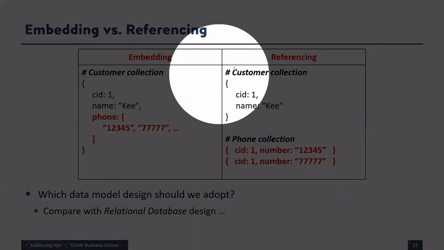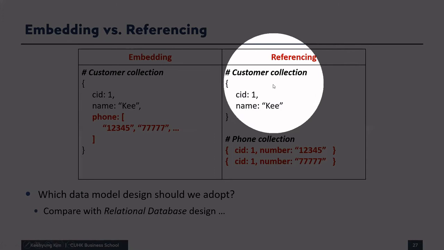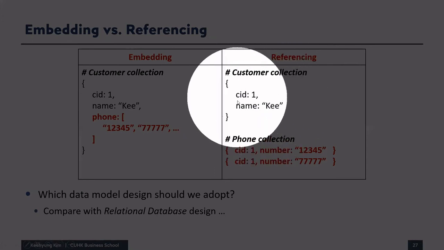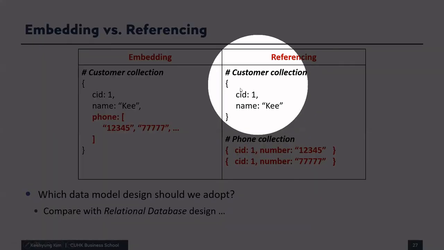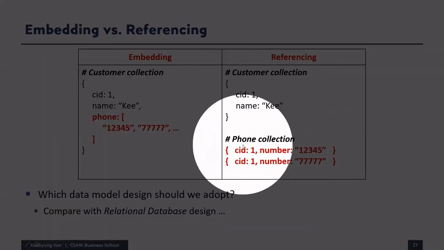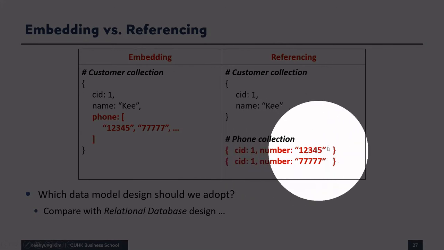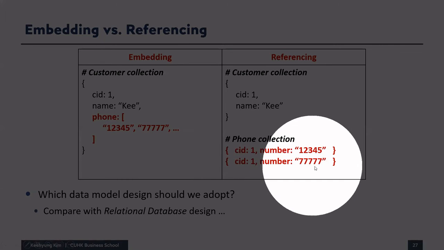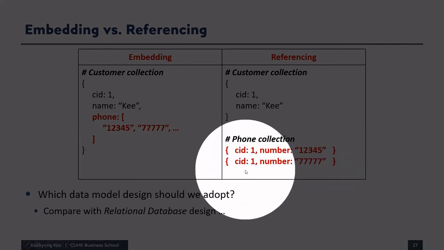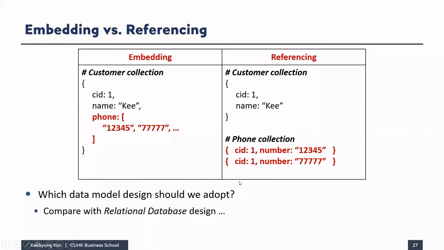If you choose the referencing approach, basically in the customer collection, each customer document will include customer information like ID and name, and the phone number information will be stored in the phone number collection as a separate document. So number 12345 belongs to customer ID 1. In another document, number 7777 belongs to customer ID 1, like this. So in this case, which data model design should we adopt between these two choices? That's just something you have to think about.